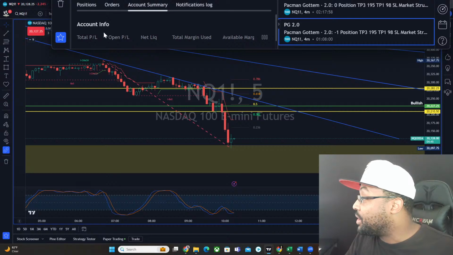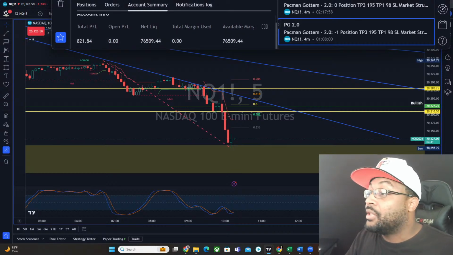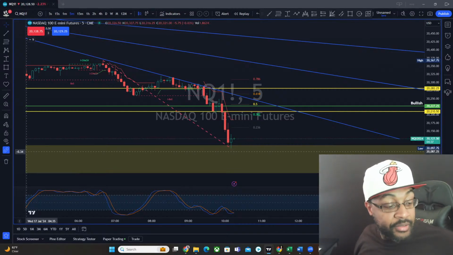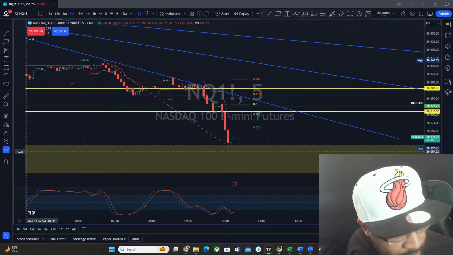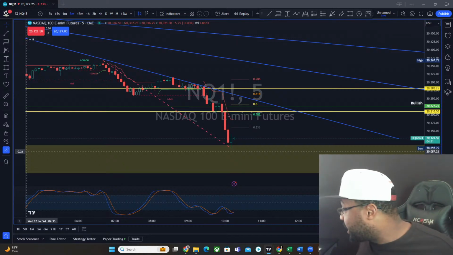It just won't show me my P&L for some reason. Oh, there we go. P&L 821. Nice solid 821 trade using the ORB. Shout out to those that are on that tip. Nice little breakout. Nice breakout.